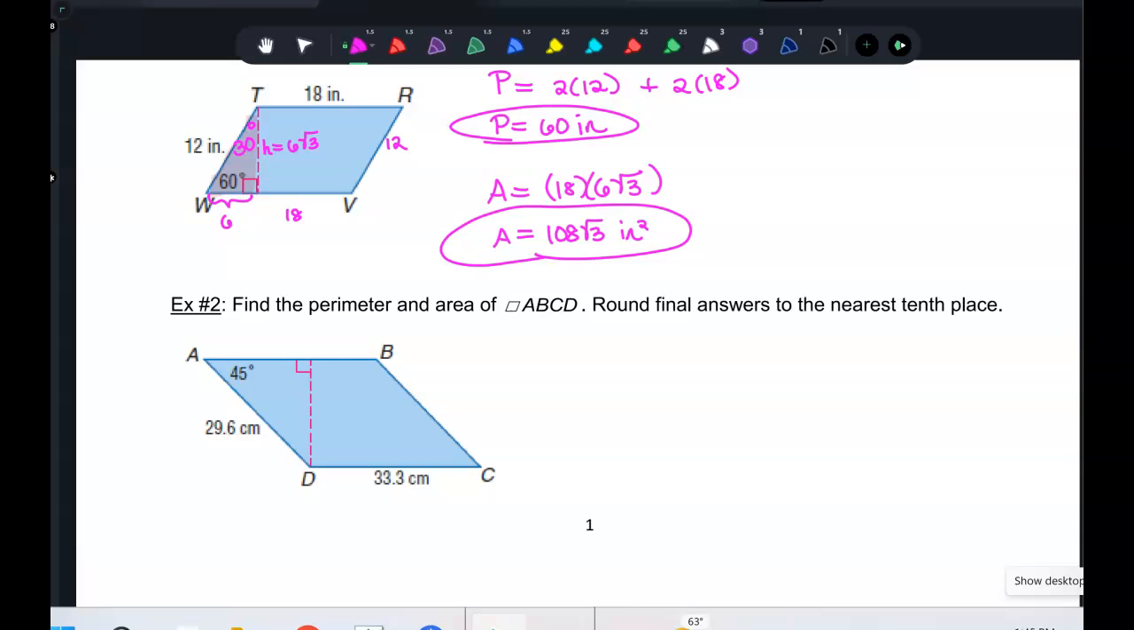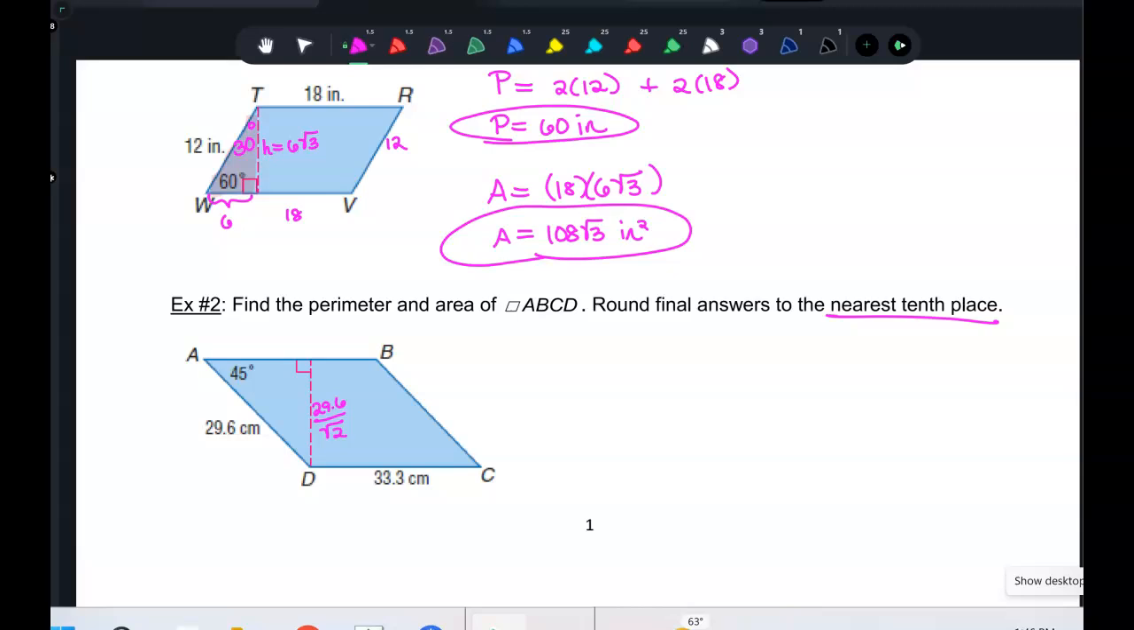Well, because we would take 29.6 and divide by root 2. Now, because it's calculator and we're rounding to the nearest tenth place, I don't think I would bother with rationalizing that. Does that make sense? Because I'm just going to end up plugging it into my calculator anyway.